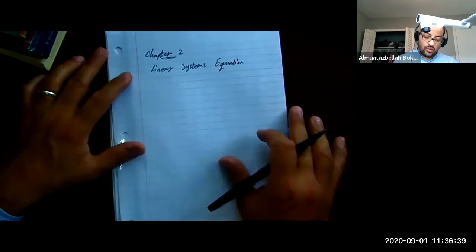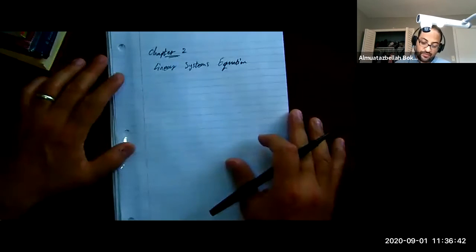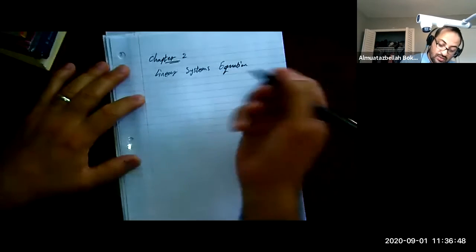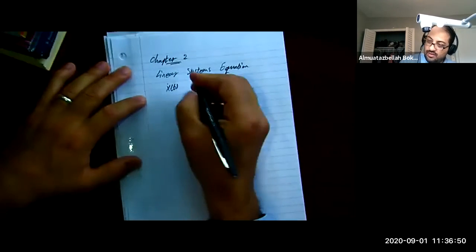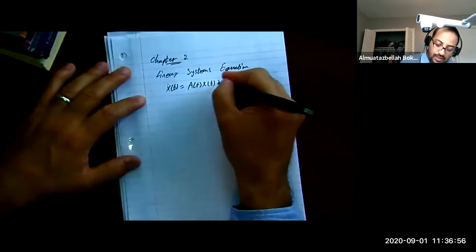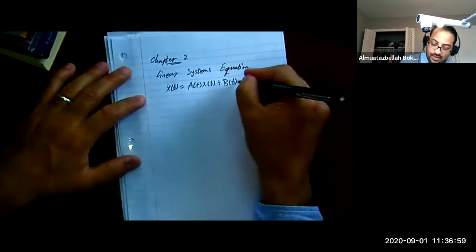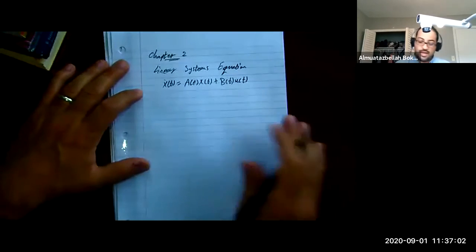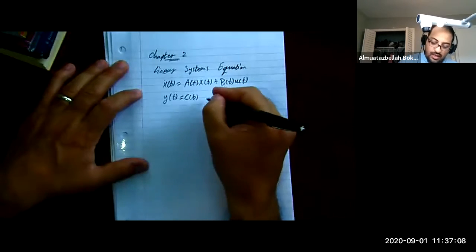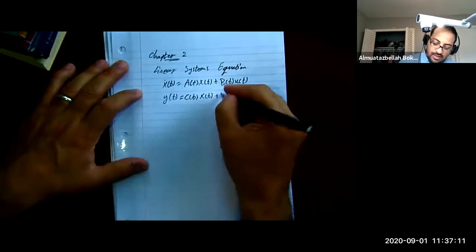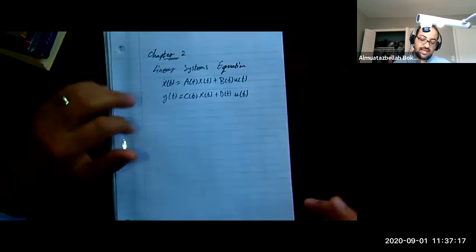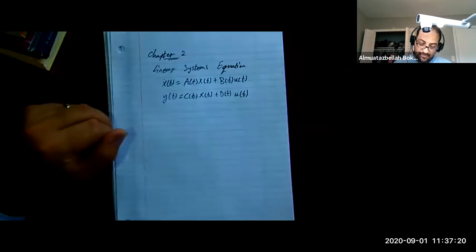In general, as we discussed in the first lecture, one of the equations that can describe a linear system is the state space equation, which is of this form here. So x dot of t is equal to A of t, x of t plus B of t, u of t, and the output y of t is equal to C of t, x of t plus D of t, u of t. This is known as a linear time varying system.